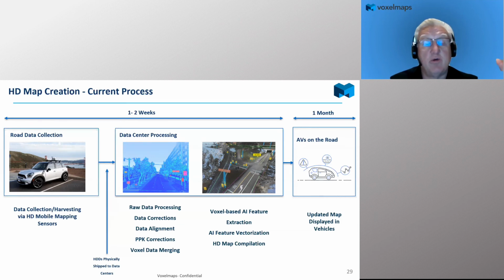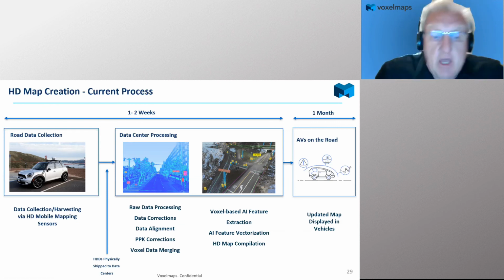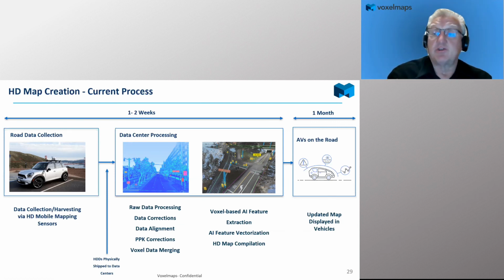So, in the existing world of HD map creation, we go out and we do data collection and harvesting via an HD mobile mapping system, right? And then usually what happens is there's so much data that the hard drives are actually delivered to a data center. They then do the processing, and then they can do this voxel-based AI feature extraction and the vectorization, and then creating that final HD model.